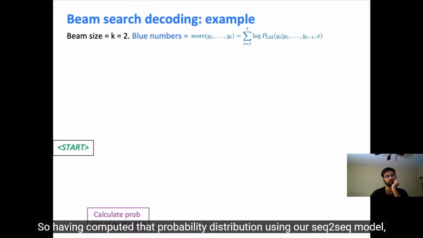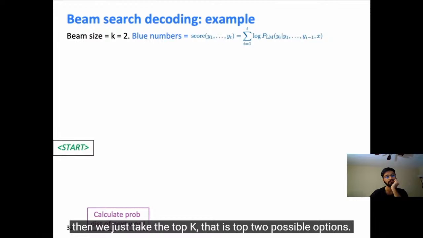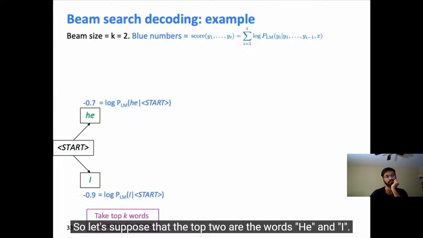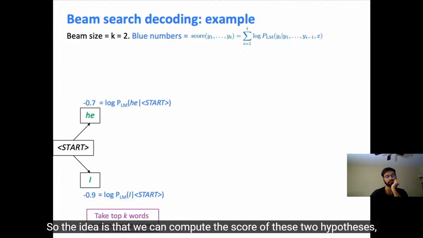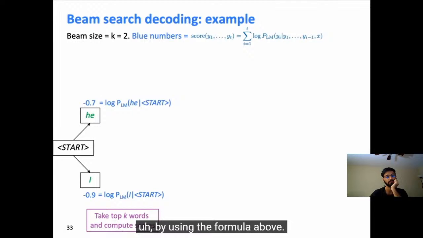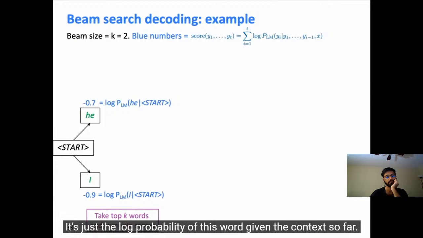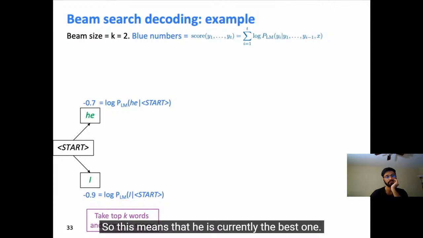Having computed that probability distribution using our seq2seq model, we just take the top k, that is the top 2 possible options. Let's suppose that the top 2 are the words "he" and "I". We can compute the score of these 2 hypotheses by using the formula above. It's just the log probability of this word given the context so far. Here, let's say that "he" has a score of minus 0.7 and "I" has a score of minus 0.9. So this means that "he" is currently the better one.